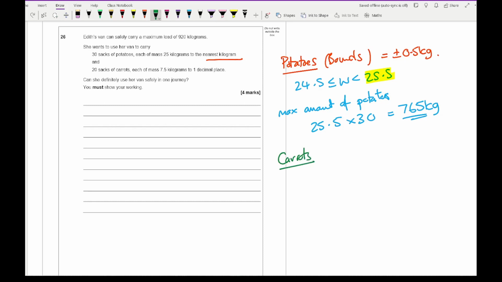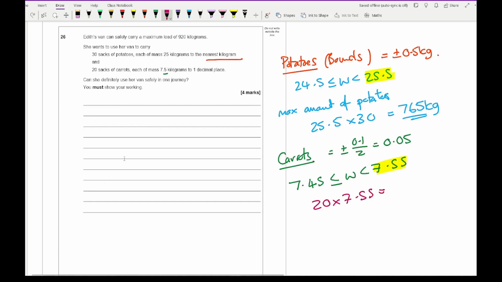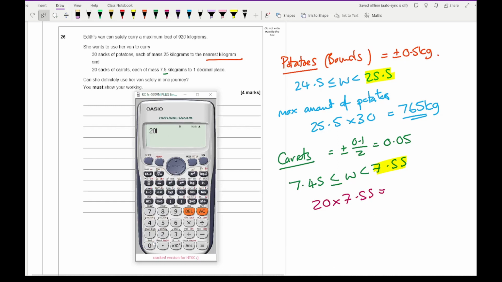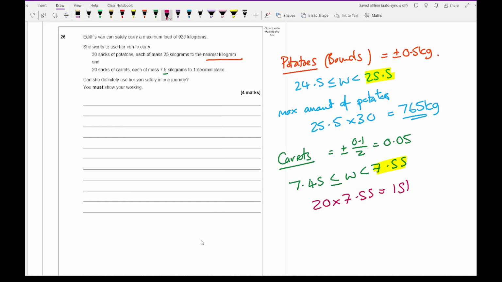Then if I look at the carrots, maybe I should have done the carrots in orange, but here we've got to the nearest one decimal place. So here we're looking at 0.1, so we've got plus or minus 0.1 over 2, which is 0.05. So my upper and lower bounds are going to be 7.45 to 7.55. Again, we take our upper limit and multiply it by the number of sacks. So we've got 20 times 7.55, and if I type that into my calculator, 20 times 7.55 equals 151 kilograms.